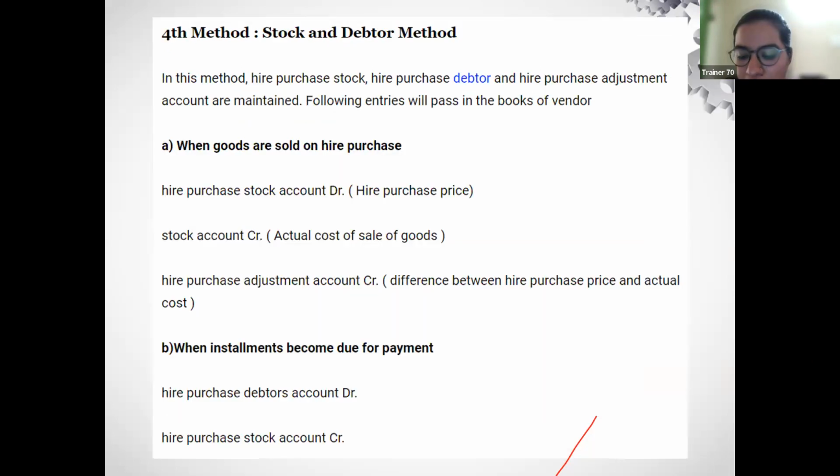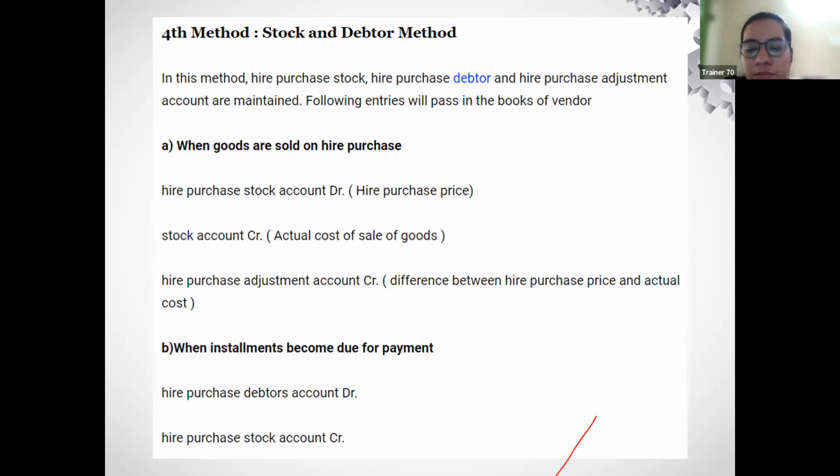The fourth and last method is very confusing. Here you have to maintain the stock and debtor method. When an installment is due and you are eligible for taking it from your buyer, the buyer will act as your debtor. And whatever goods are possessed under the hire purchase system, that you have to treat as your stock. Instead of the common names, you use the names stock and debtor over here.